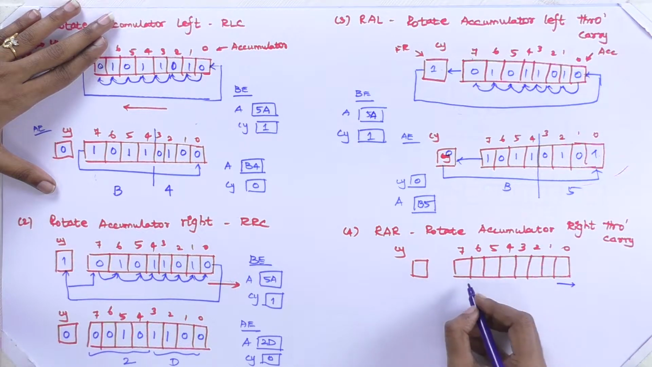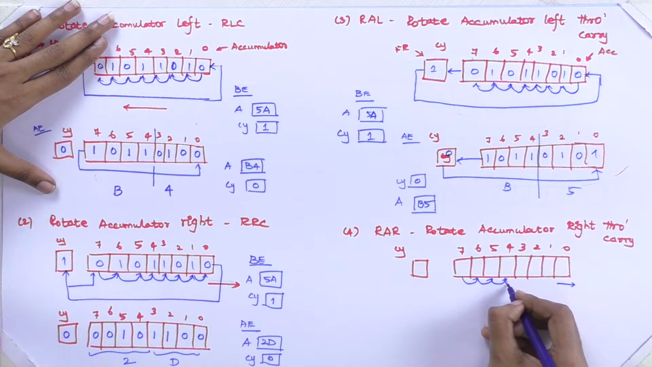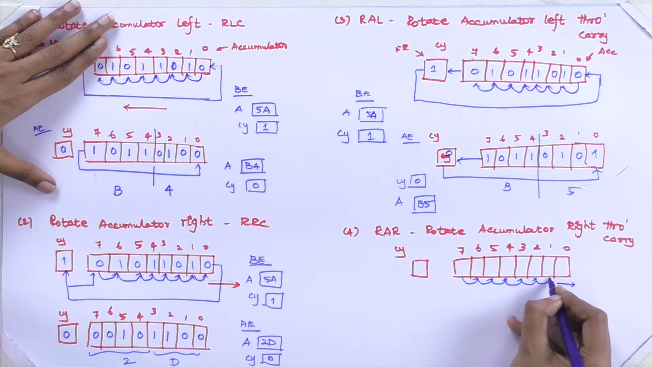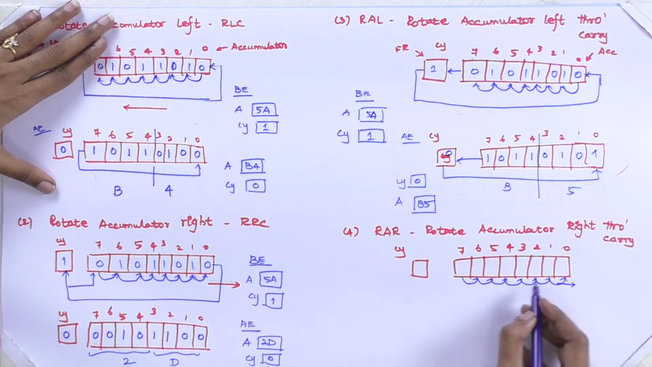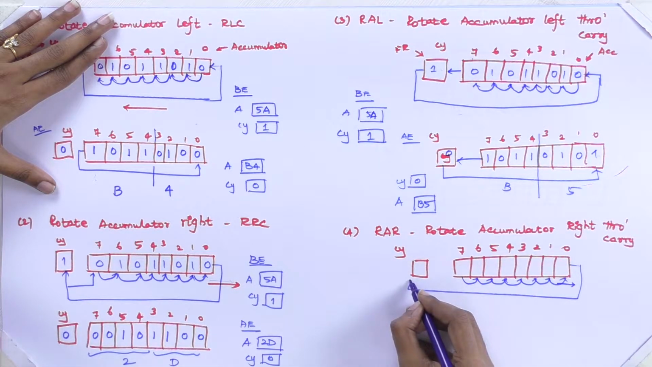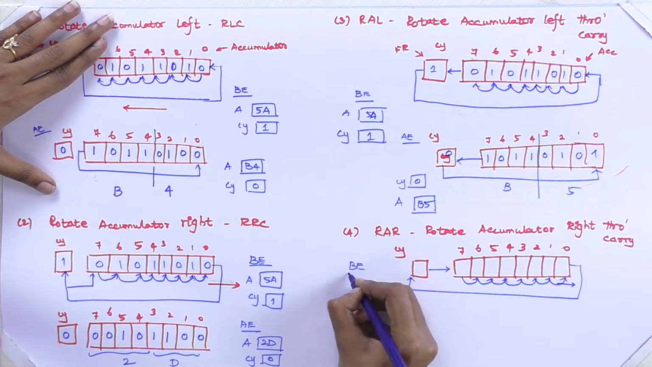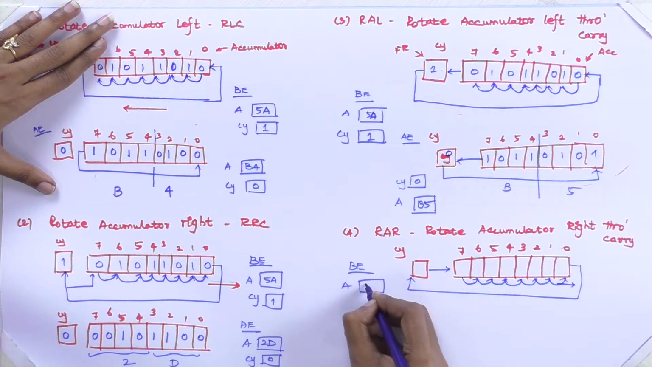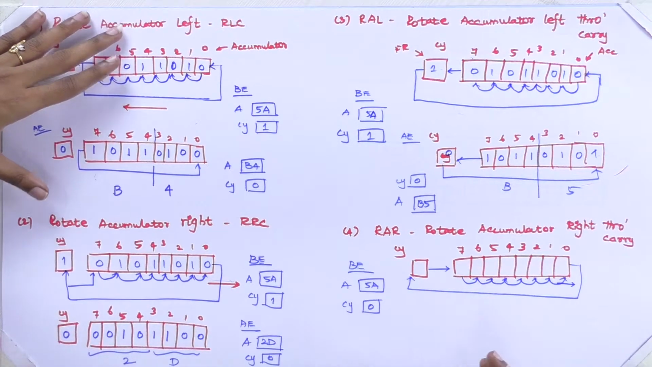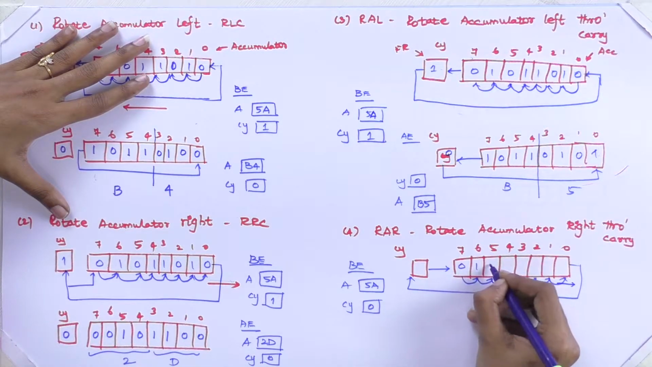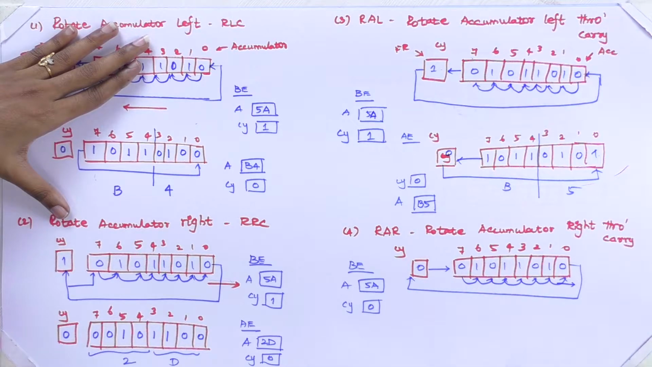How does this rotation take place? 7 is given to 6, 6 to 5, 5 to 4, 4 to 3, 3 to 2, 2 to 1 and 1 to 0. Next, the 0th bit value is given to carry, and the carry value is given to 7. Consider the same example, the value 5A, and the carry value now we consider as 0. So we have 0 1 0 1 1 0 1 0, and carry has 0.